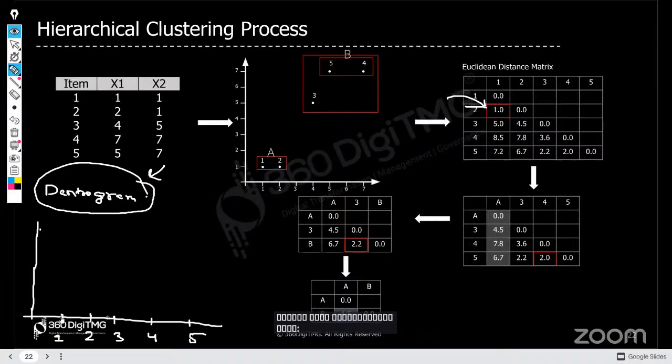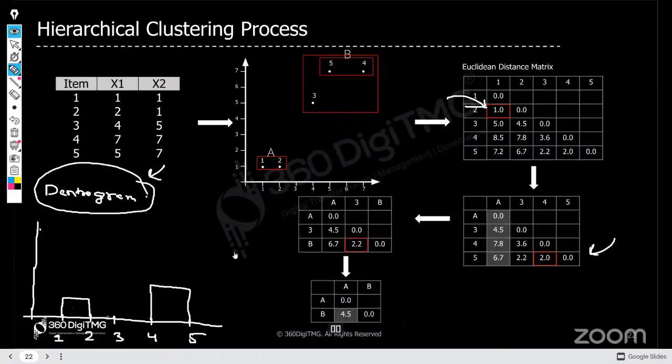We will create a bar kind of thing, grouping them together. In the second stage, we get to know that 4 and 5 are the nearest ones. If 4 and 5 are the nearest, we will make a bar. So this bar is a little bit bigger as compared to the previous one.